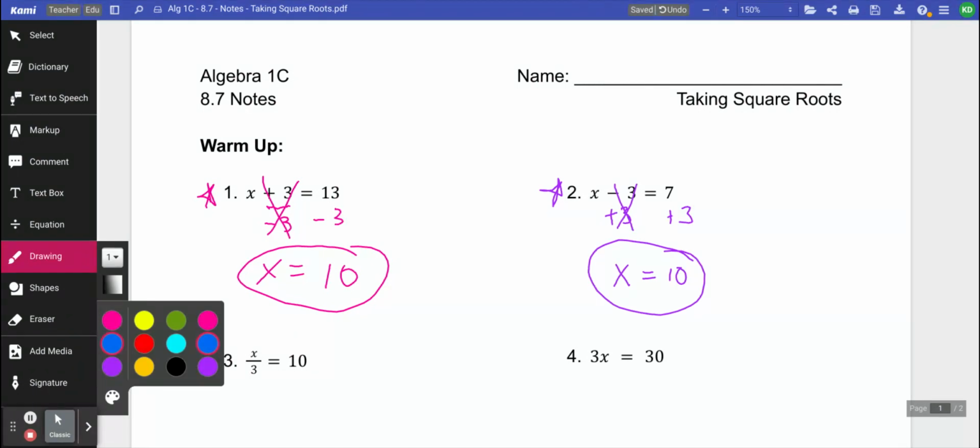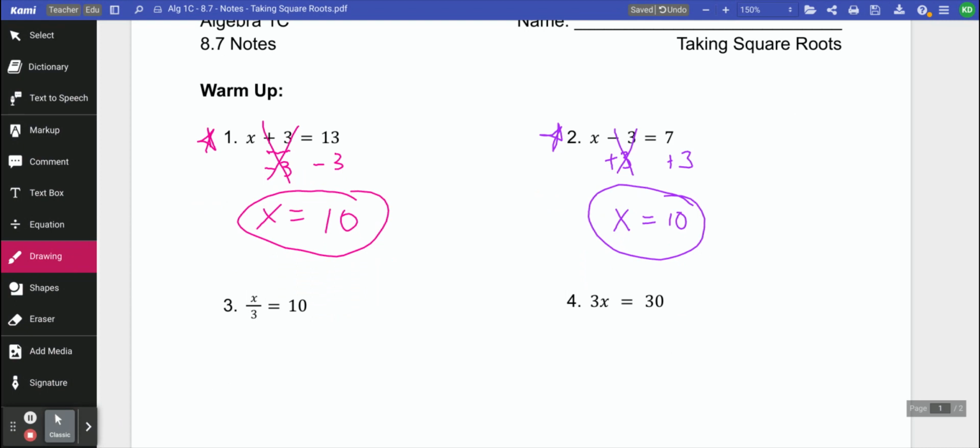Moving on to our third warm-up problem, we have x divided by 3 equals 10. In order to undo division, we're going to use multiplication on both sides. The 3's are going to cancel out, leaving x equals 30.